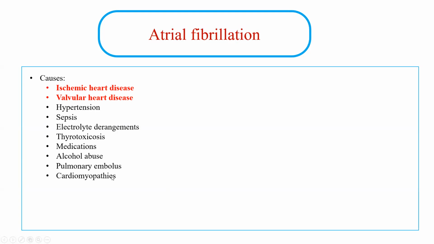Cardiomyopathies, dilated or hypertrophic, can also present with it. Again, this is increasing the substrate, right? The substrate to maintain the atrial fibrillation. So this is really a very important cause. And pheochromocytoma, the same as sympathomimetics, because of increased adrenergic drive. And last of which is idiopathic. We don't know the cause of atrial fibrillation.